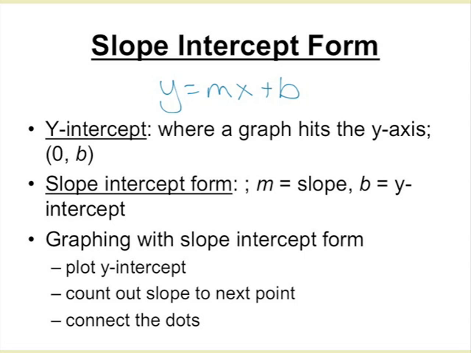When we graph in slope-intercept form, we have 3 steps. We're going to start by plotting our y-intercept, so putting a point on the y-axis at the value of b. Then we're going to count out our slope to find another point, rise over run, and we are always going to head towards the right because that's the way we read a graph. It's just like we read a book from left to right, so we're going to read across our graph in that direction, and then we're going to connect the dots.